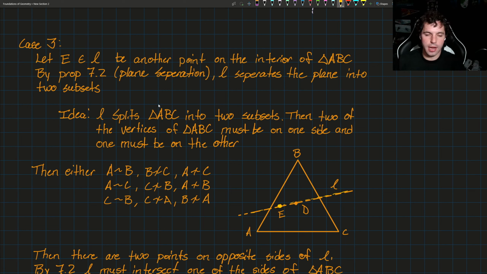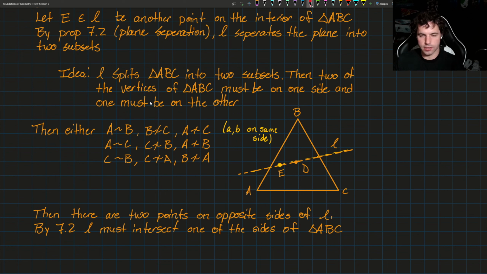So either A is related to B, and B is not related to C, and A is not related to C, which means that A and B are on the same side. And then the same for the other two, right? So either A is related to B, so A and B are on the same side. A is related to C, so A and C are on the same side. And C is not related to B, and A is not related to B. Or C is related to B, and C is not related to A, or B is not related to A. Okay, so again, if we have three vertices and we split that into two, then there must be two vertices on opposite sides.